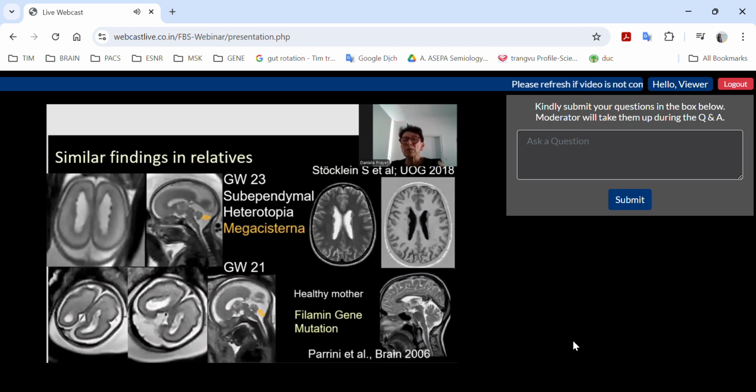But maybe a better example of similar findings in relatives is, of course, the filamin gene mutation leading to subependymal heterotopia, sometimes associated with megacisterna magna, sometimes not. And as you can see here, the megacisterna was present in both fetuses, but not in the mother. And MRI allows you to examine the mother right after the fetus, and that sometimes really helps with your diagnosis of a genetic mutation that is also present in the fetus.